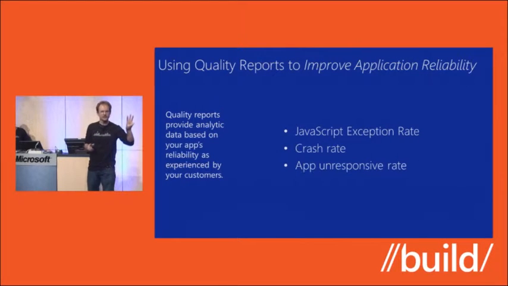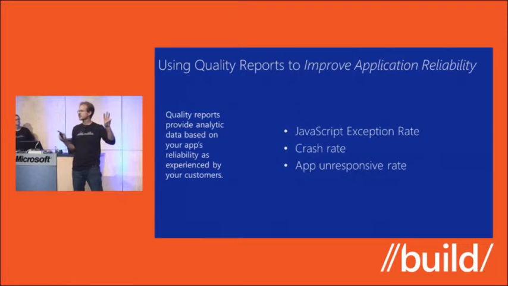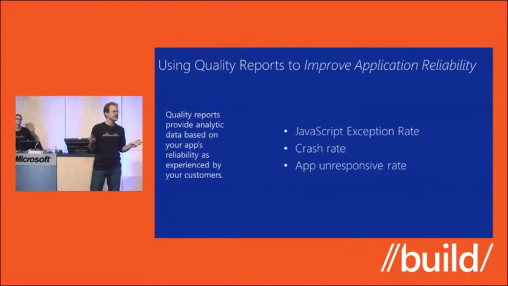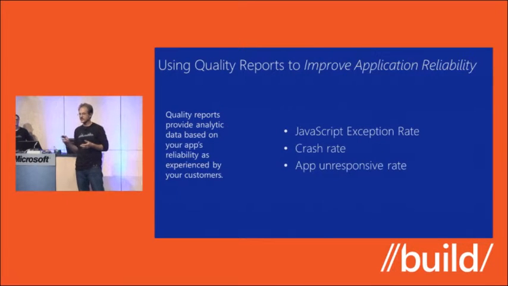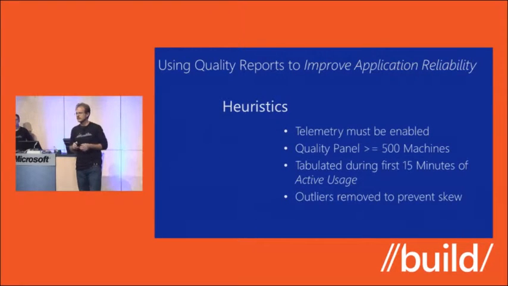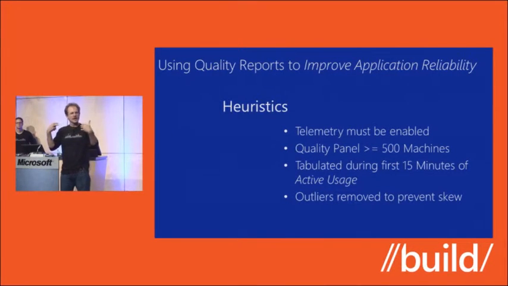If it's a JavaScript app, we specifically track JavaScript exceptions that may be occurring. Regardless of the language, we always track the crash rate. And then regardless of the language, we also track to see if the app has become unresponsive, and if so, how often. So here's some heuristics that we use when we collect this data.